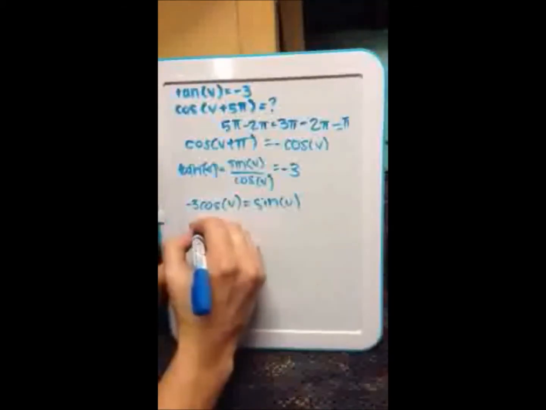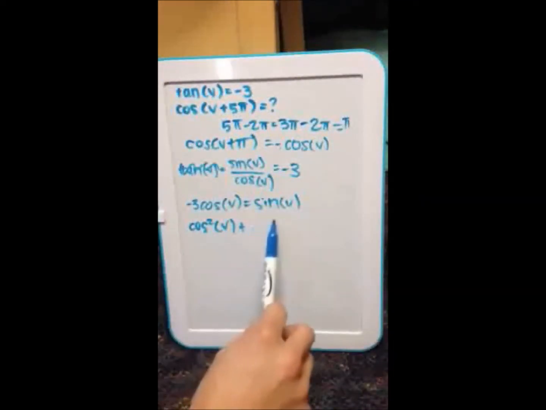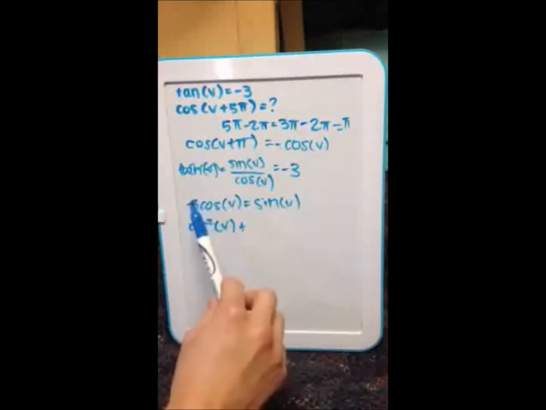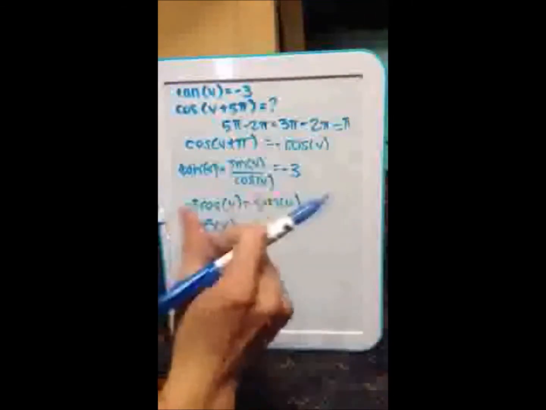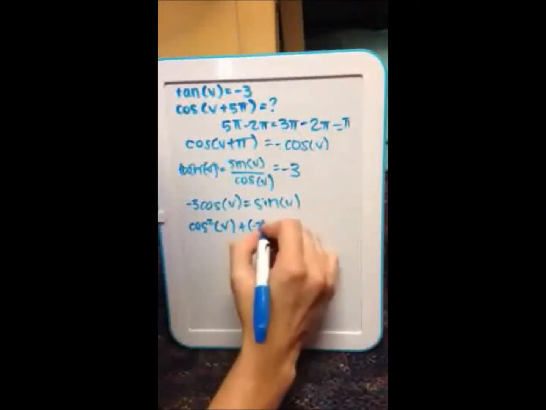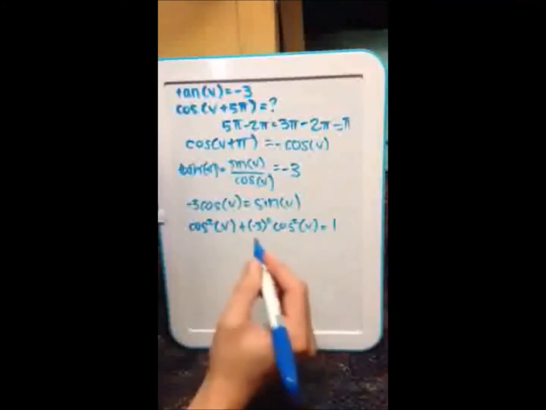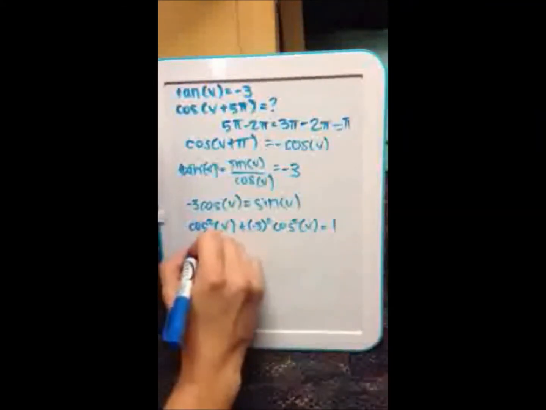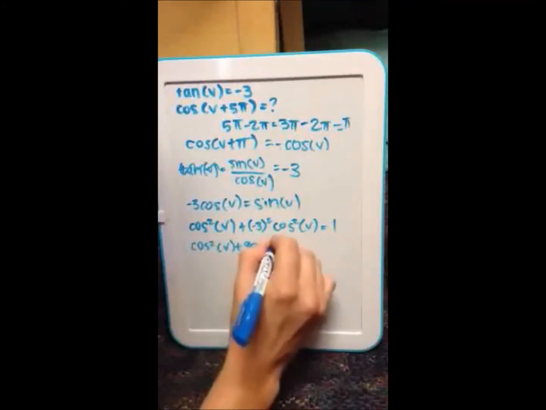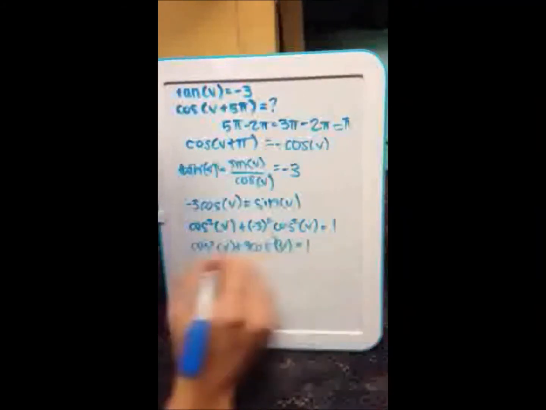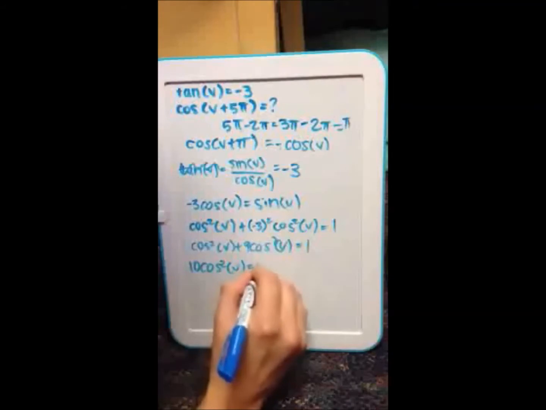So what we're going to do is start off by putting cosine squared v plus a cosine squared here, not a sine. So in order to do that, to get just what sine equals, since sine equals -3 cosine of v, we're going to use that. We're going to do -3 squared cosine squared of v equals 1. So now that we have this, we're going to simplify it to cosine squared v plus 9 cosine squared of v equals 1. And 9 plus 1 is 10, so we have 10 cosine squared of v equals 1.